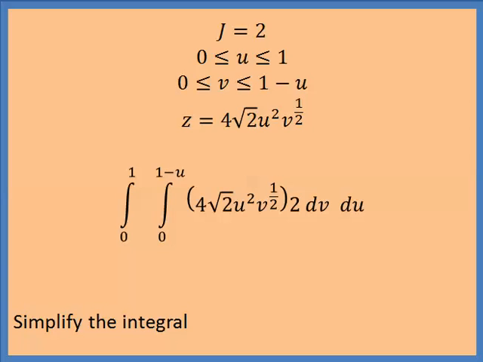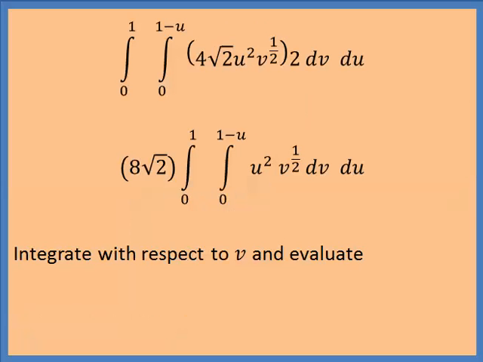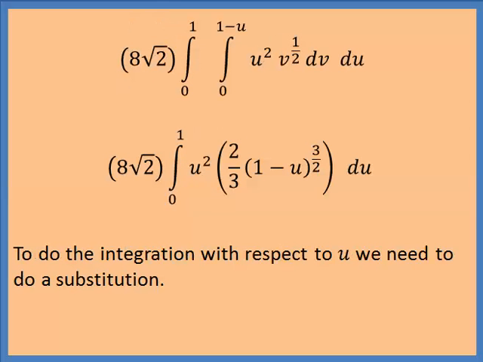Before we try to integrate, let's simplify this integral. And we are now ready to integrate with respect to v and also evaluate. That integral is going to be fairly straightforward. V to the 1/2 becomes v to the 3/2 over 3/2, and then you're just evaluating that from 0 to 1 minus u. And this is what I get.